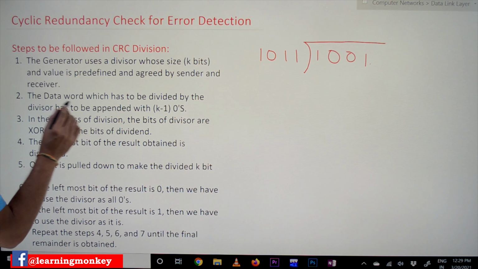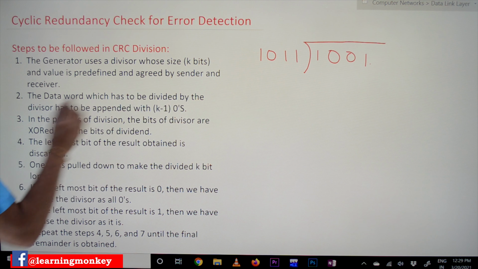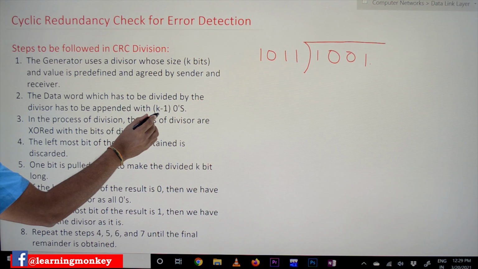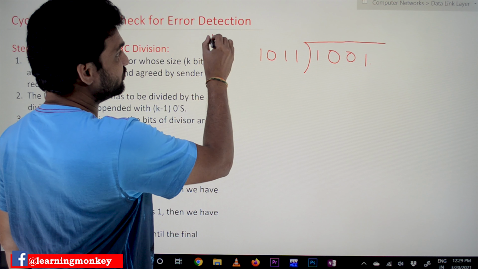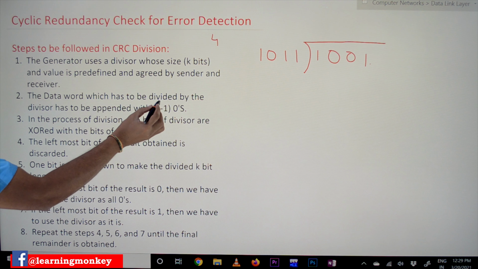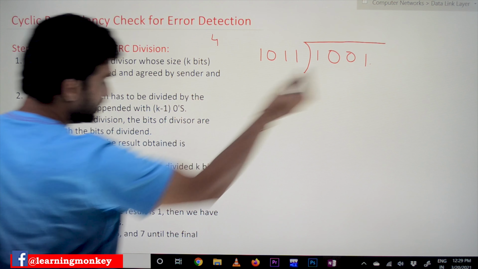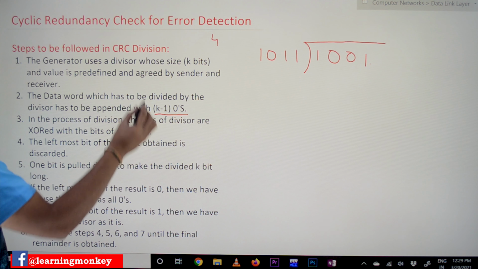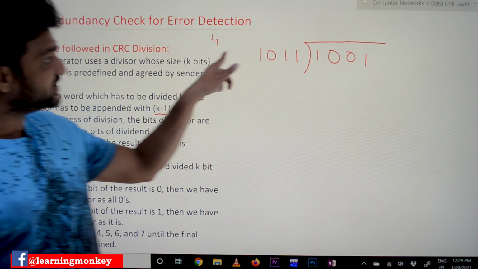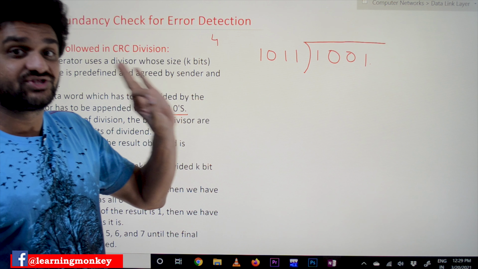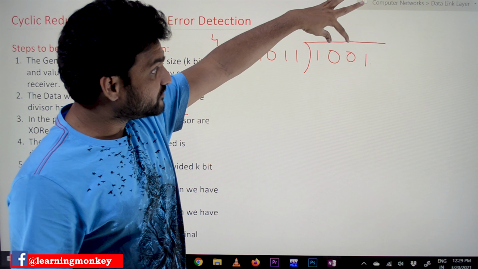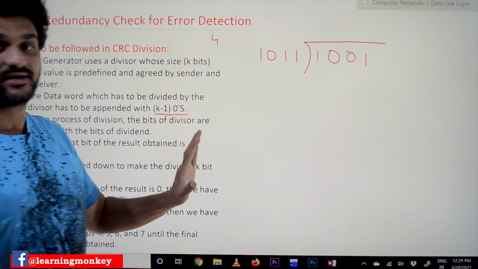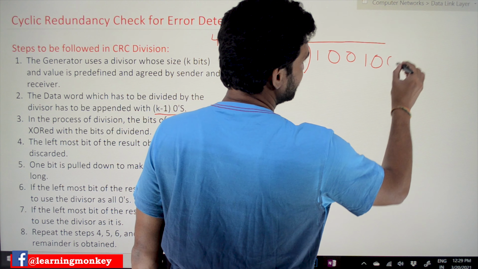Next step, the data word which has to be divided by the divisor has to be appended with k-1 zeros. The size of the divisor is k bits. Here in our case it is 4 bits. So to this data word we have to append k-1 zeros, where k is the size of the divisor. Here in our case it is 4 bits, so k-1, which is 3 zeros, are to be appended to the data word which needs to be divided by the divisor.